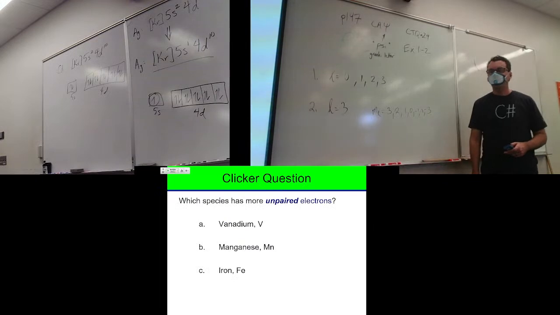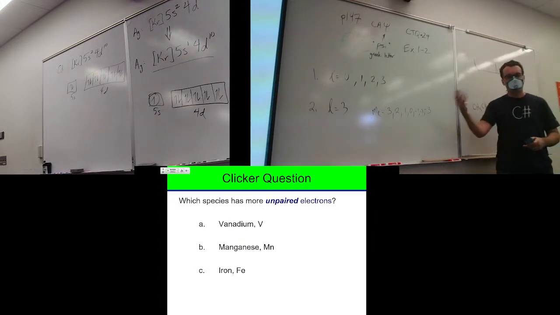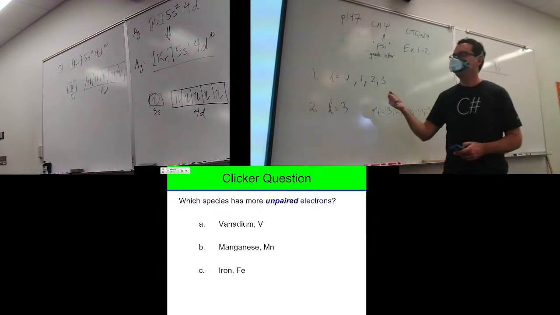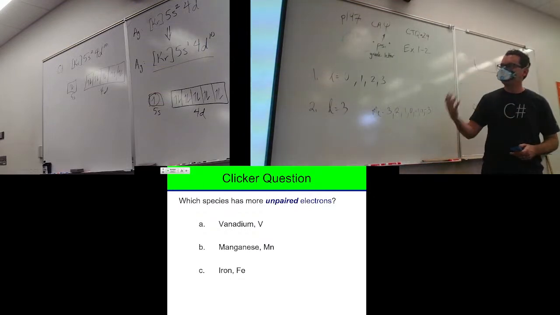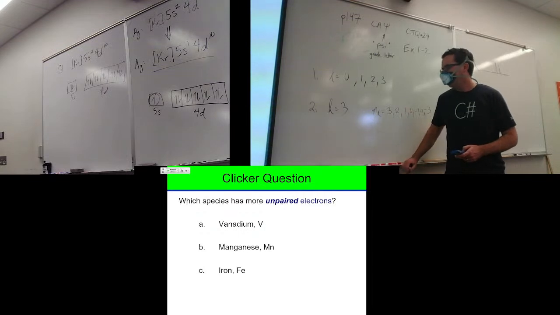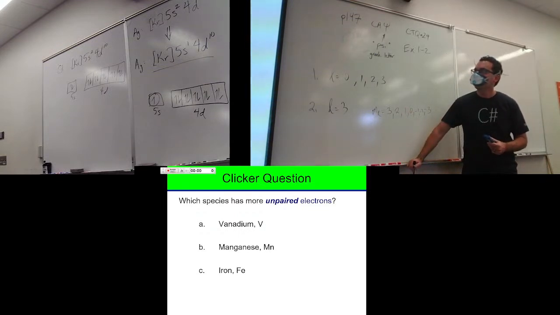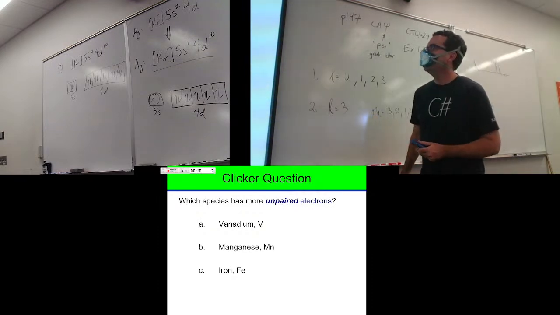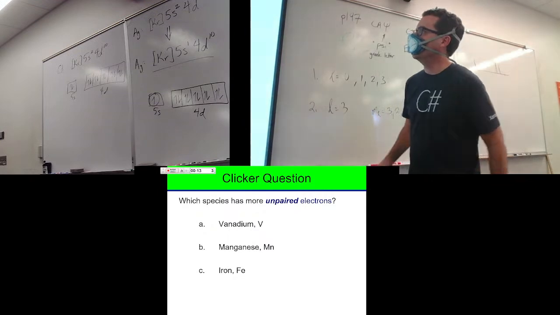So, unpaired electrons. This is a consequence of understanding orbital diagrams. You need to understand which things have unpaired electrons, which don't. Why is that important? We can actually measure unpaired electrons. They interact with magnetic fields. We can measure these unpaired electrons directly. So which one has more unpaired electrons?